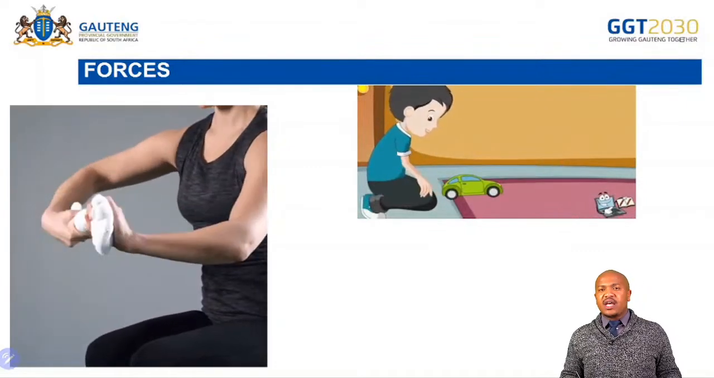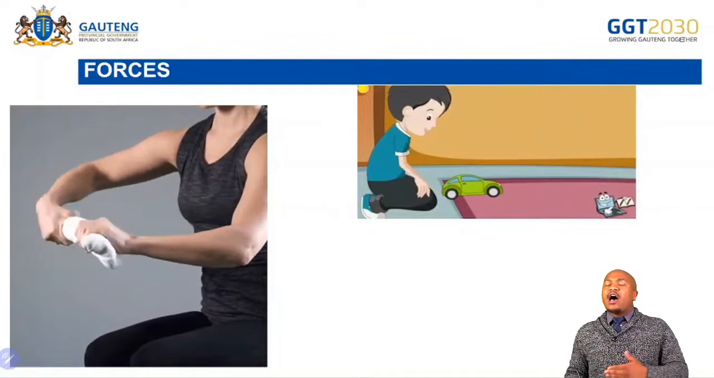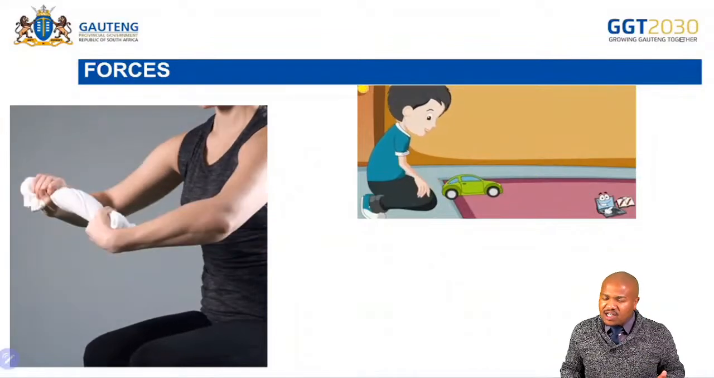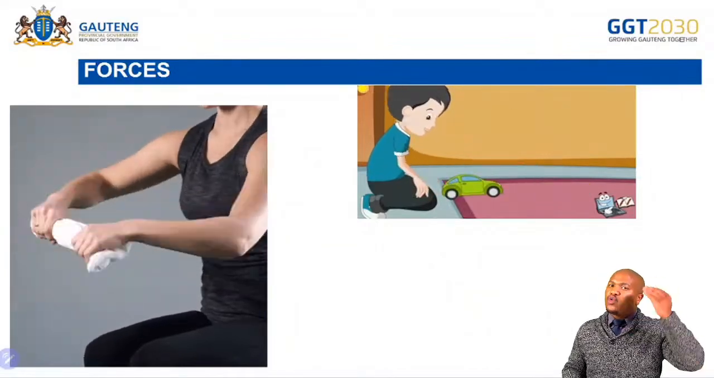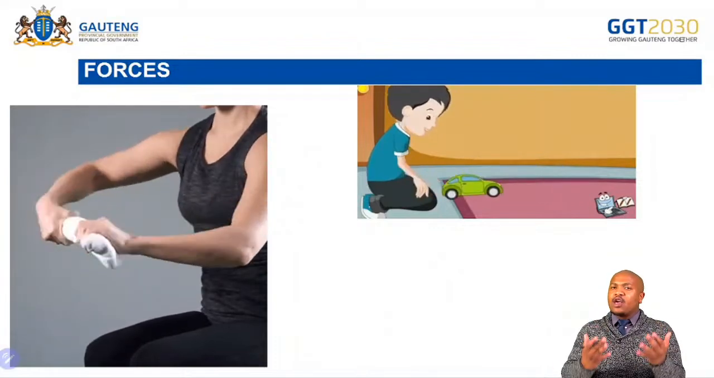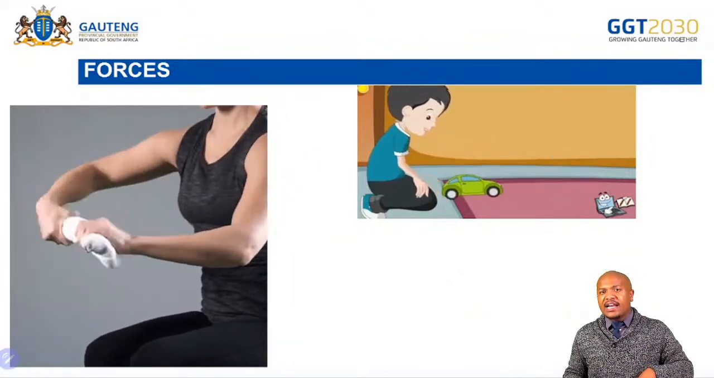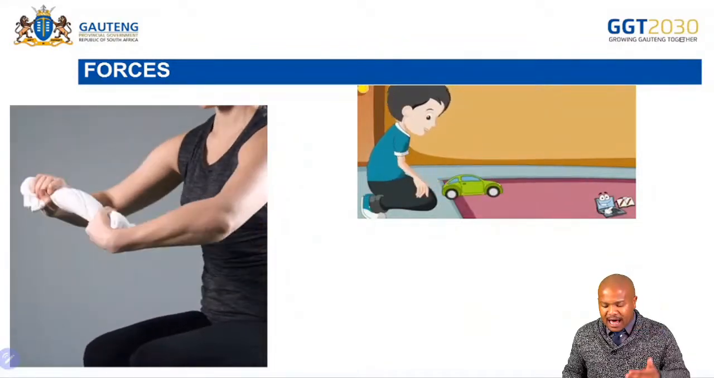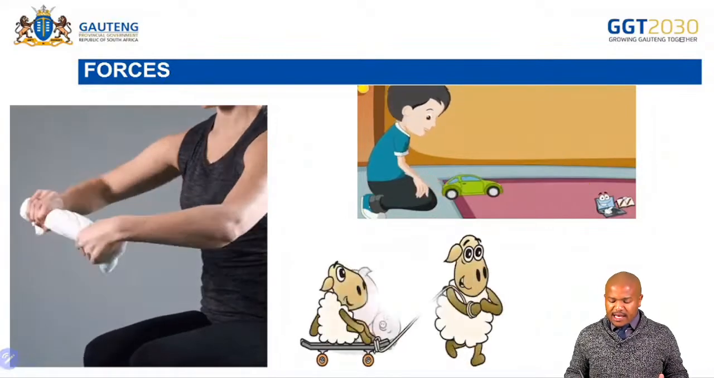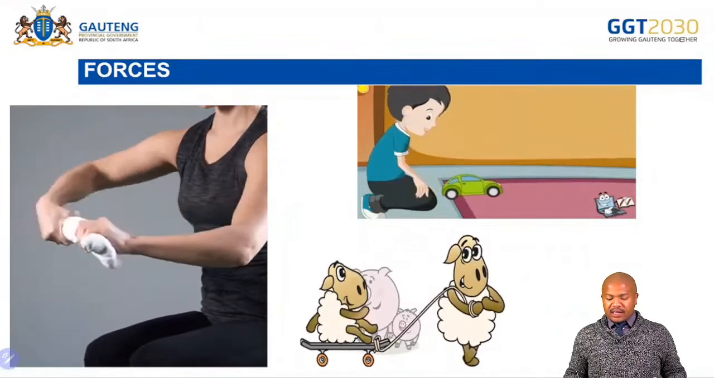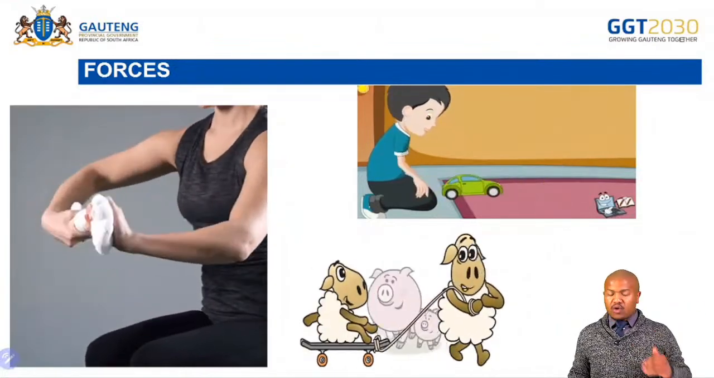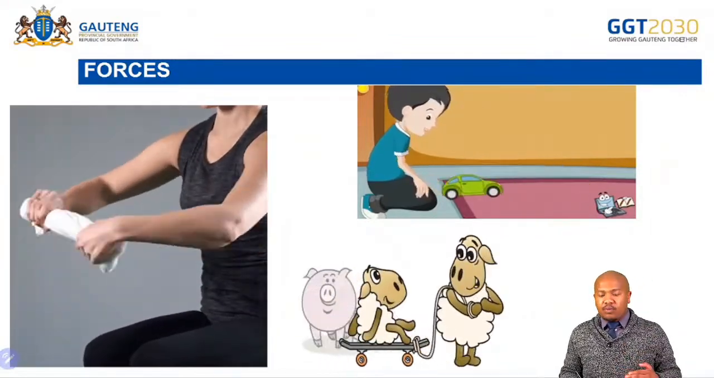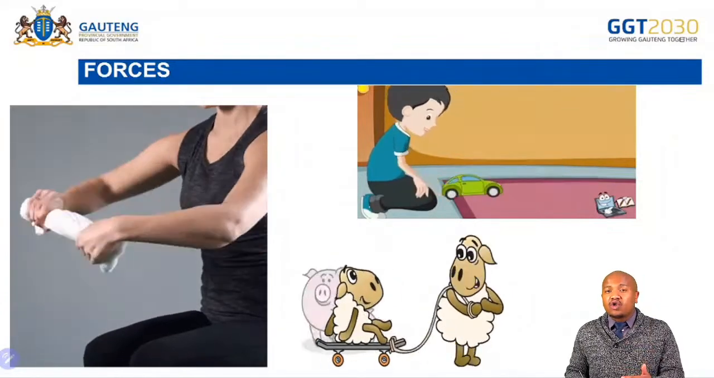Here is another example. You are playing with your toys there. As you are pushing the car, you are applying force, and the car will not move unless you apply a certain force, whether you are pushing or you are pulling the car. Same as a wheelbarrow. It will not move unless it is pushed, or pulled, or unless a force is applied on it. Here is another example. You can see these two sheep, they are pulling each other on that trolley. They are pulling each other, and at the same time, the other one stops pulling, and now the trolley stops moving as well.